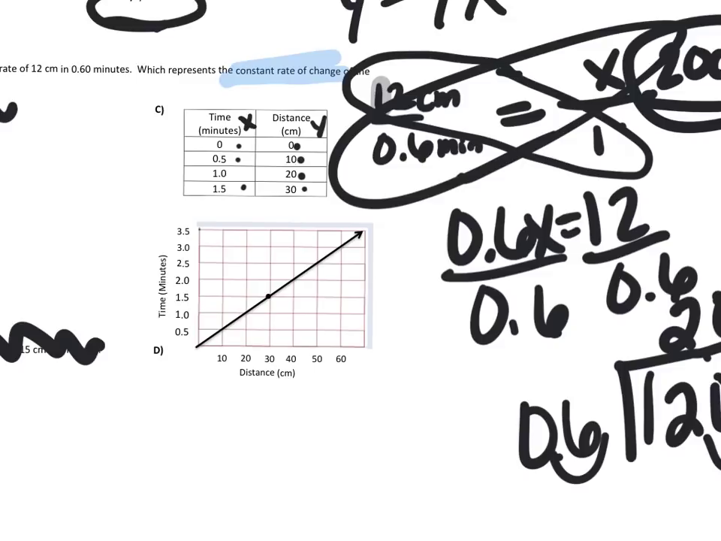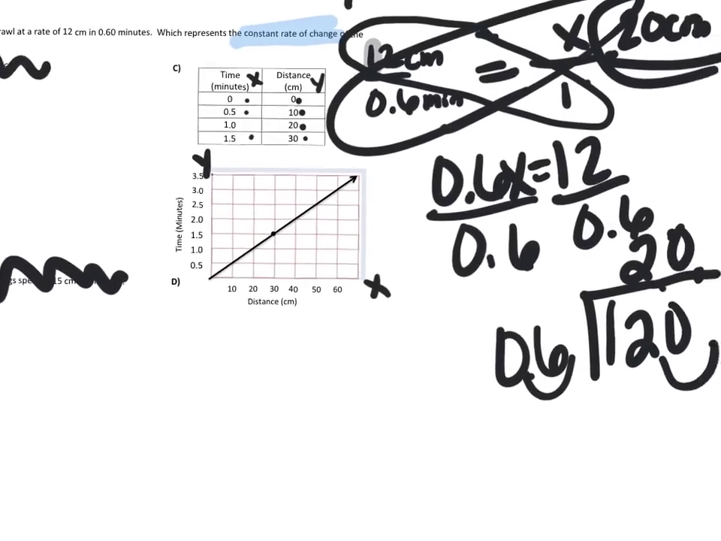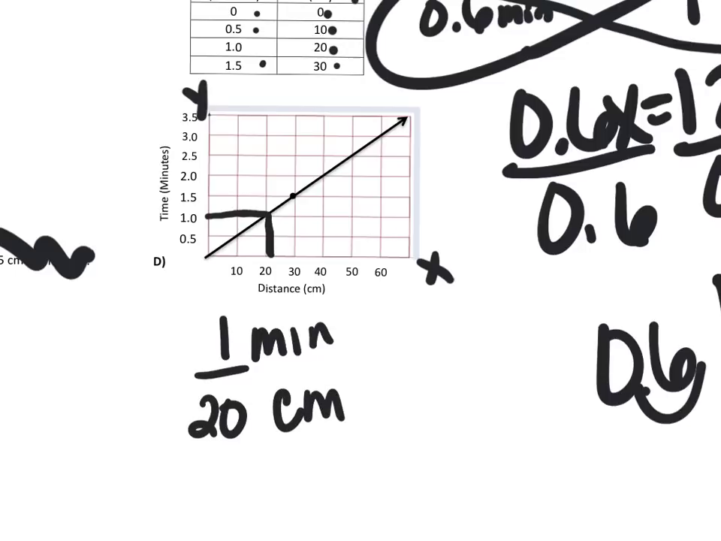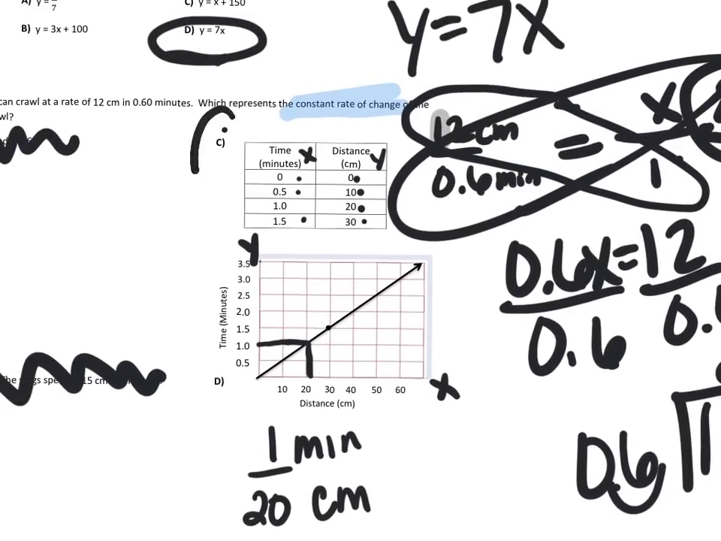This says time in minutes. Okay. This is your Y. This is your X. If I put this in a form, I would say, for example, I'm looking for the 1. We would say 1 over 20. Okay. So does that give us what we need? No, because it's 20 centimeters per minute, right? This is minutes, centimeters. Okay, so that's why our answer is answer choice C.